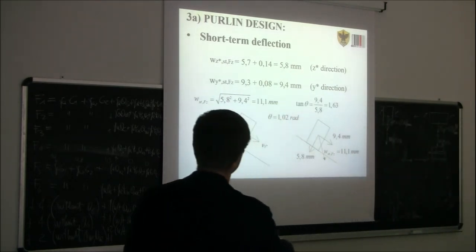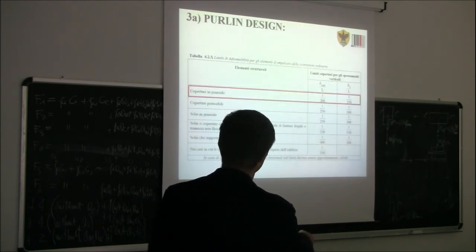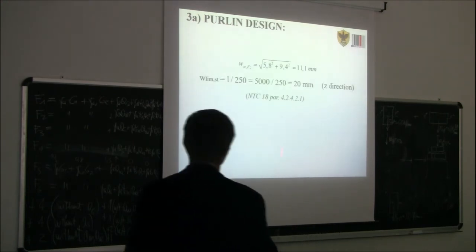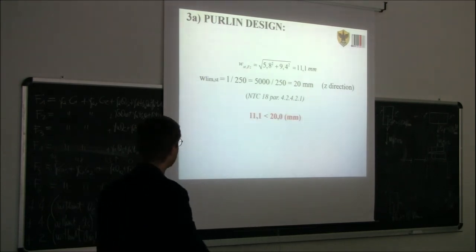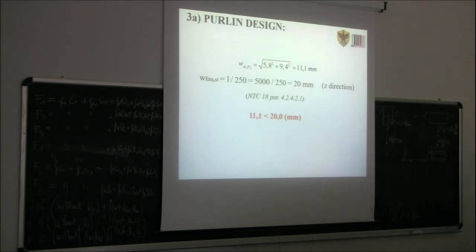Okay, of course you can also find the inclination, but this is not really important. So, we are checking this, so length of the roof divided by 250, 20 millimeter. So, in the end, this check is satisfied. Okay? Now, if you wanted to consider also this other, if you remember at the beginning, you have another small horizontal component, you have to do another two pages like this to find out that in the end, instead of 11.1, you have 11.3.